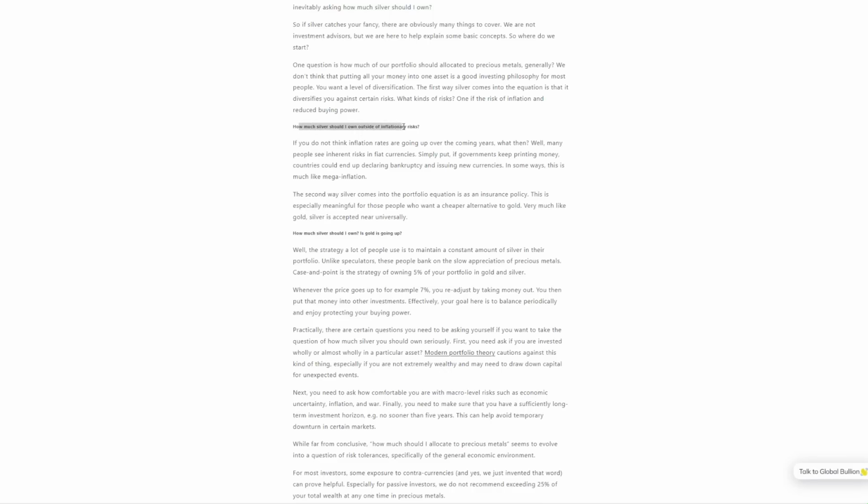How much silver should I own outside of inflationary risk? If you do not think inflation rates are going up over the coming years, what then? Well, many people see inherent risk for fiat currency. Simply put, if governments keep printing money, countries could end up declaring bankruptcy and issuing new currencies. In some ways, this is much like mega inflation.